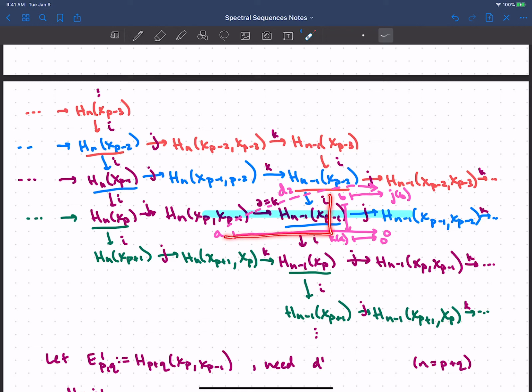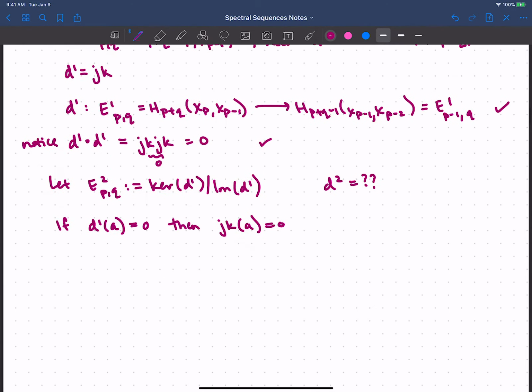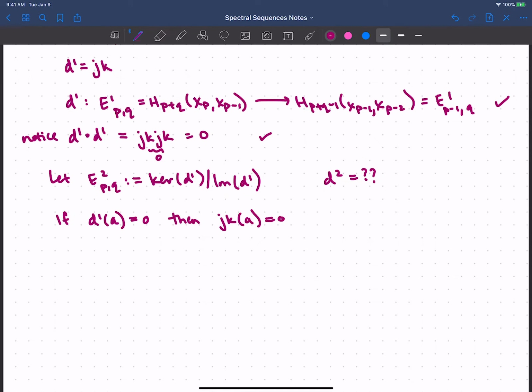maybe I should draw it like this. That's my D2 differential. Okay, so let me write some of that down because some people find the diagram chase more clear and some people find having it written down more clear. Let me give you both options.